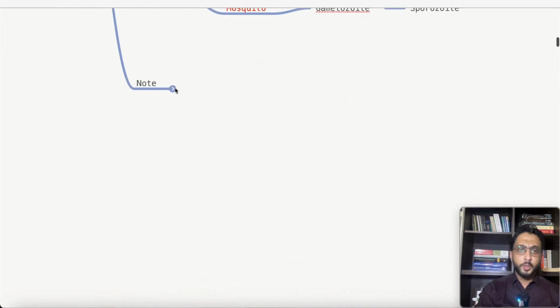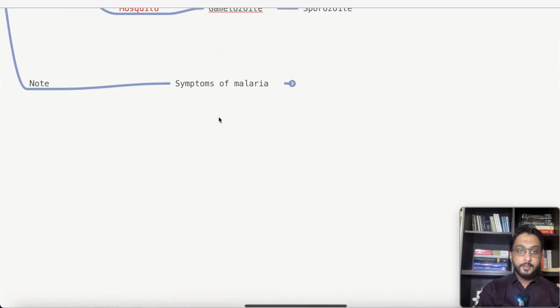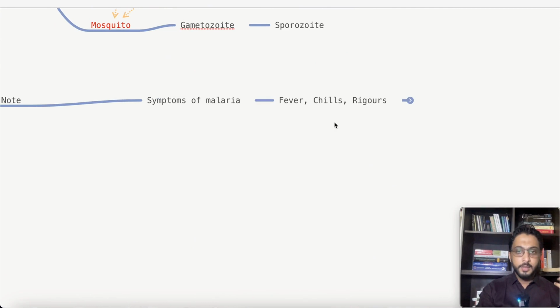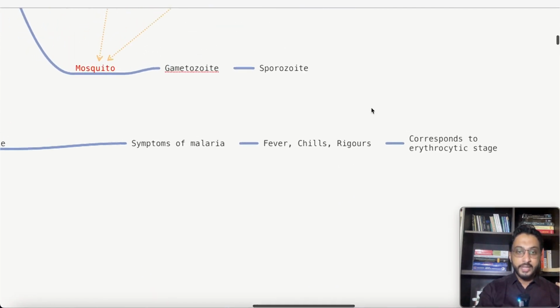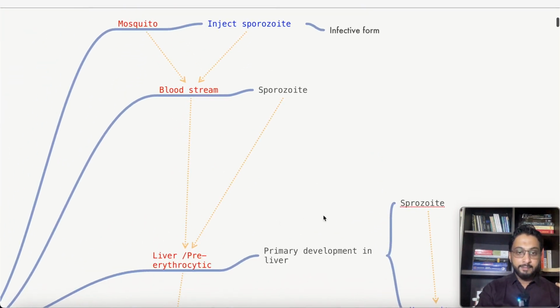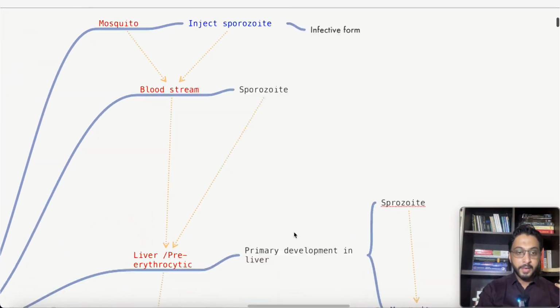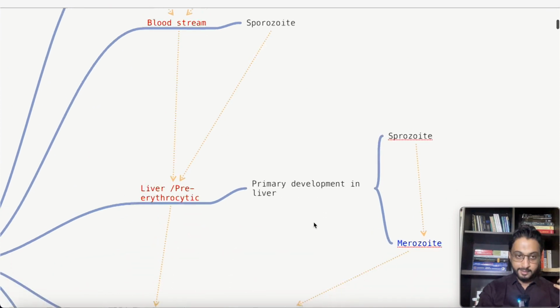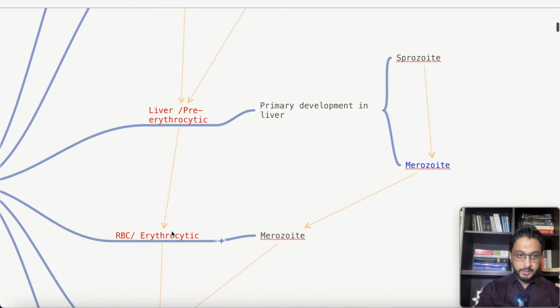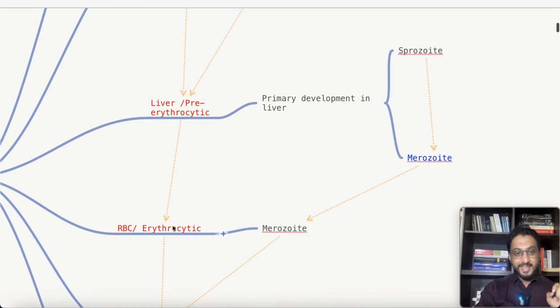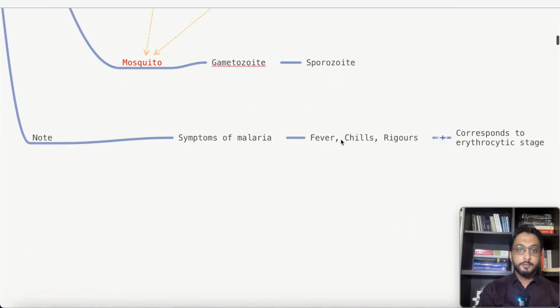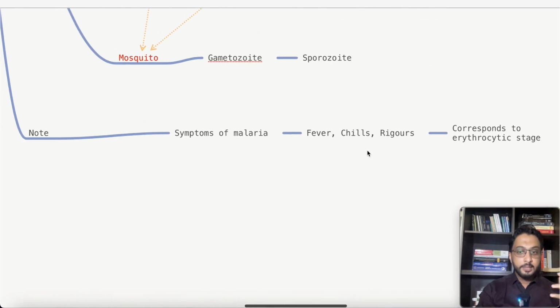Now, one thing I just want to critically note here is the symptoms of malaria. What are they? Fever, chills, rigors, whatever. It corresponds to the erythrocytic stage. Now, we saw the primary development is in the pre-erythrocytic stage, that is liver, whereas symptoms are due to the erythrocytic stage. Now, if you can kill the plasmodium in this stage, you are preventing the clinical manifestation, isn't it? Because the fever and chills correspond to the erythrocytic stage.